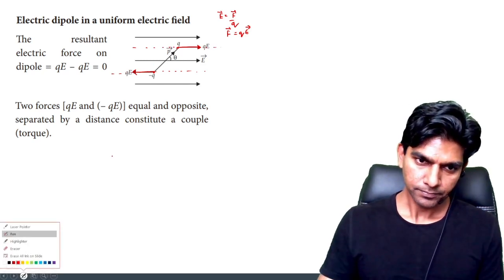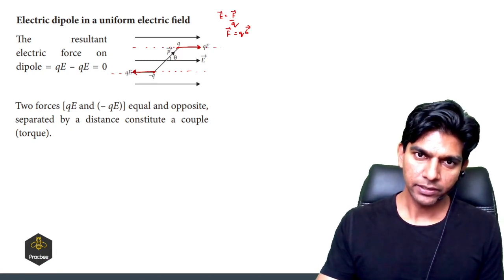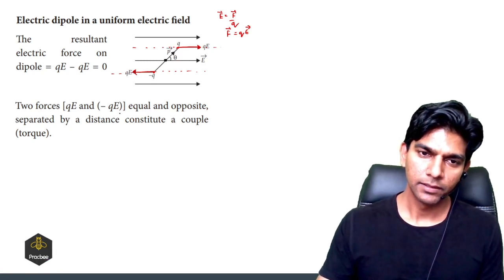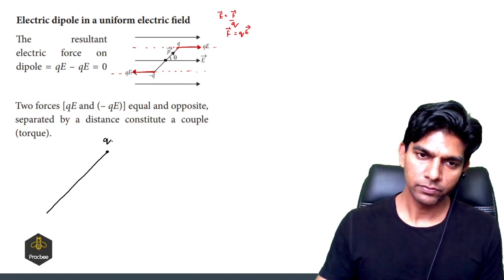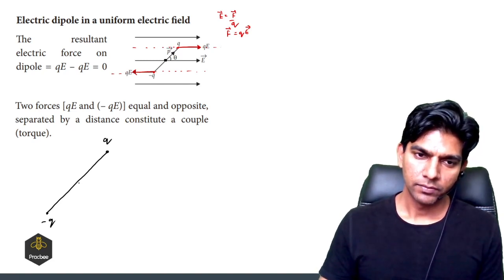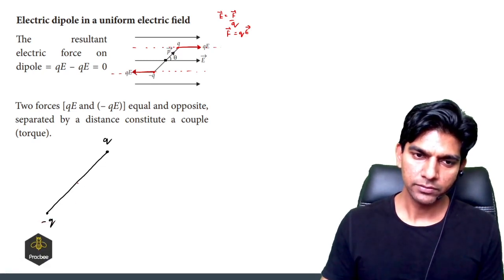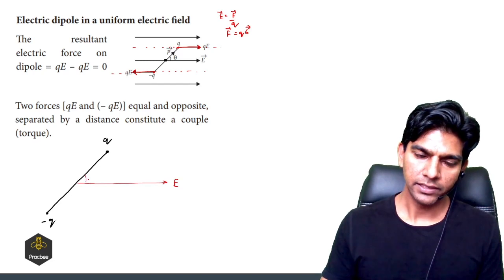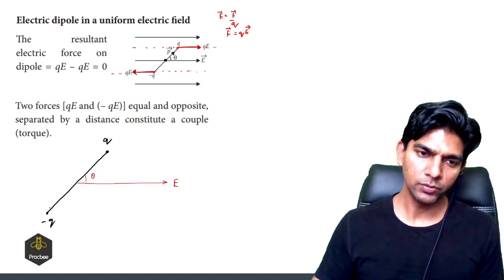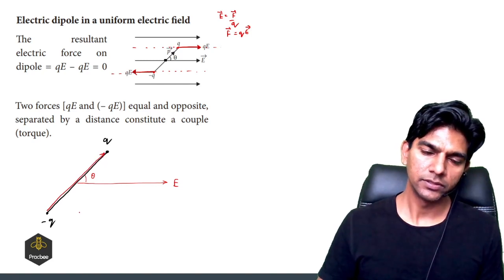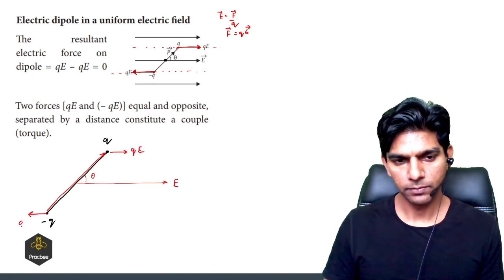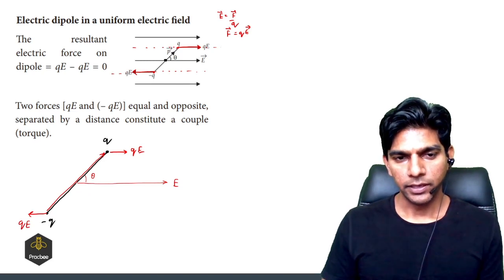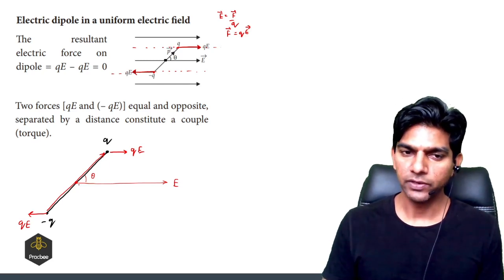So what we can say, due to this, if I take this as the center of the dipole, let me redraw the diagram. This is our dipole. This is plus q and this is minus q. An electric field is in the right direction. It's a uniform electric field. And this angle is theta. So the electric dipole moment makes an angle theta with the electric field. And there is a force QE acting in the right direction, and a force QE acting in the left direction. And we want to find the torque. You can find torque about any point, you will get the same answer. So I'm finding the torque about the center, right?